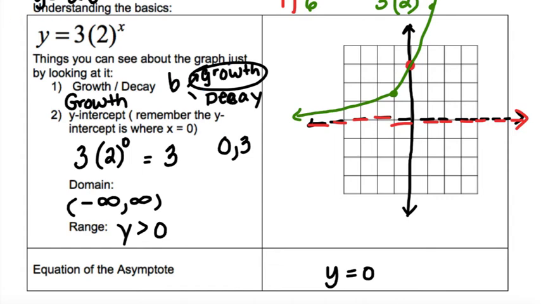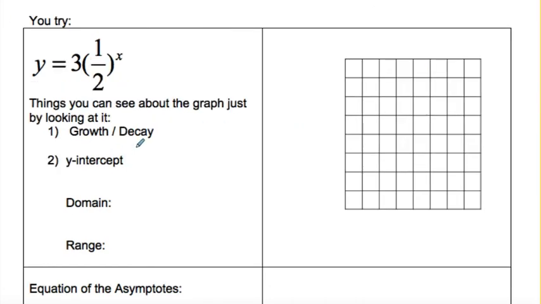All right, let's look at another one. Is this one growth or decay? Okay, b is less than 1 but greater than 0, so it is decay. That means it's falling from left to right. It's going like that.